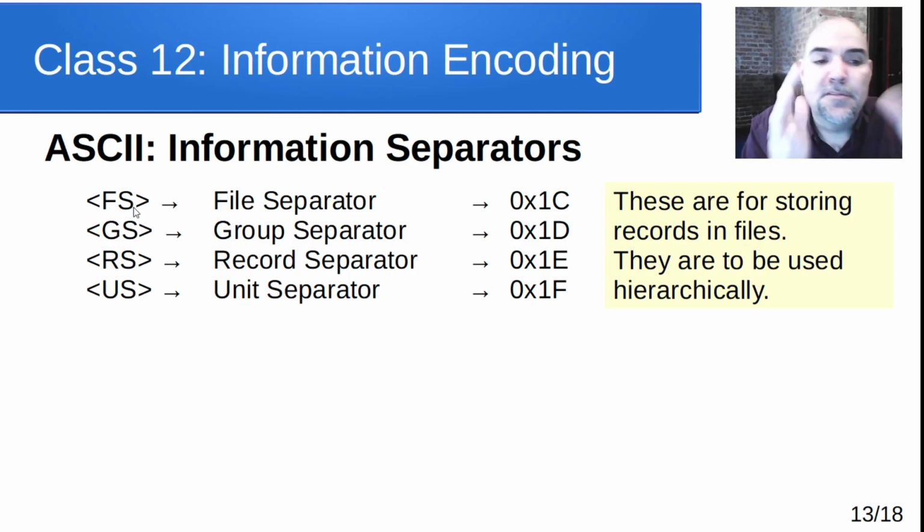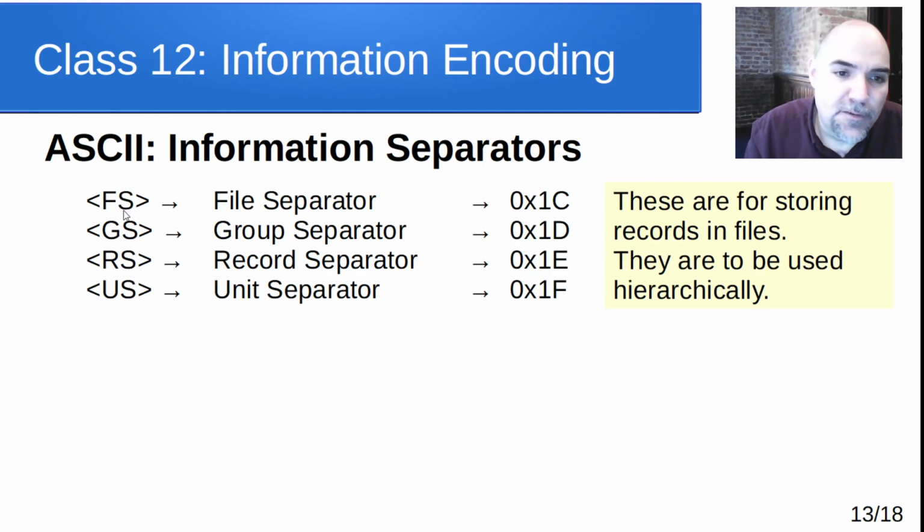So they have file separators that exist between one file and the next file. They have a group separator that exists between a group of records within a file and the next group, a record separator between one record and the next one, and then a unit separator, which would be between individual units within the file. What's between or around these isn't really defined. They're just supposed to be used hierarchically, if you want to divide up code that way. Think of comma delimited, but instead of just commas, we've got four different levels of character we could use to separate things into progressively smaller units.